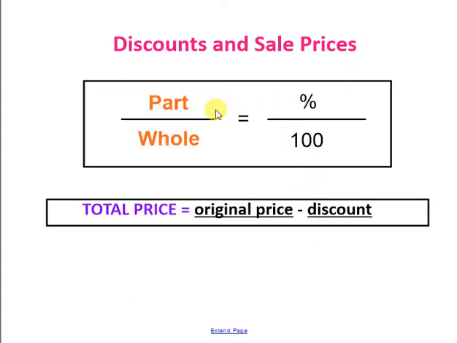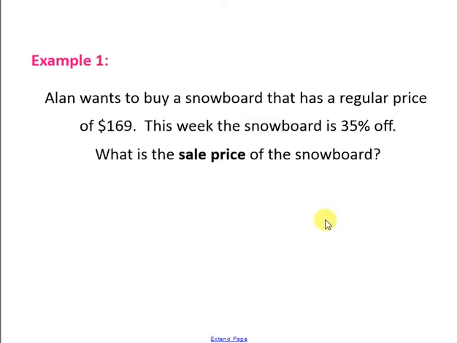Okay, so what we're going to do is still use our percent proportion formula. So we have our part over our whole equals percent over 100. Now this is how you're going to find the discount of something. If I ask you to find the total price of something, you're going to take the number that you get from this and subtract it from the original price. And I'll show you what that looks like in the examples.